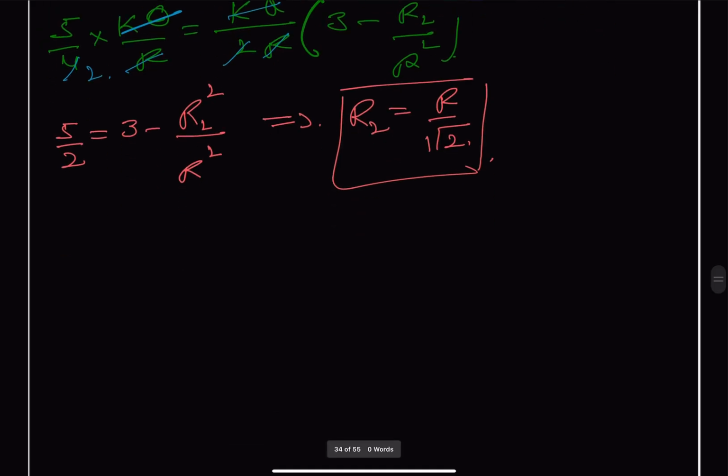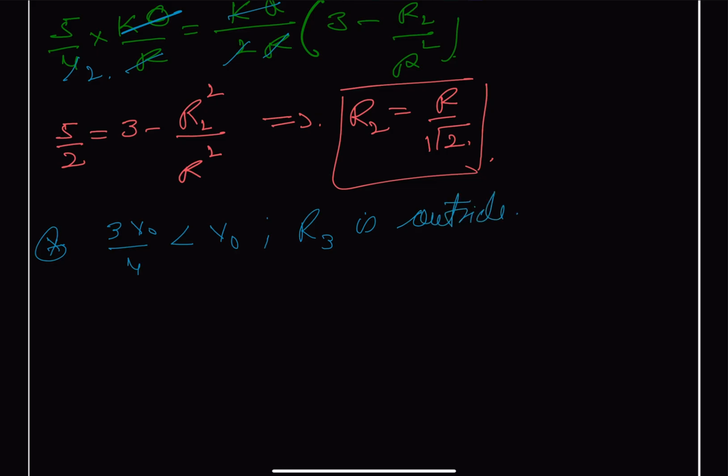Now we come to the third one, that is 3 V naught divided by 4, which is less than V naught. Therefore R3 is outside. So we are going to use equation 2.